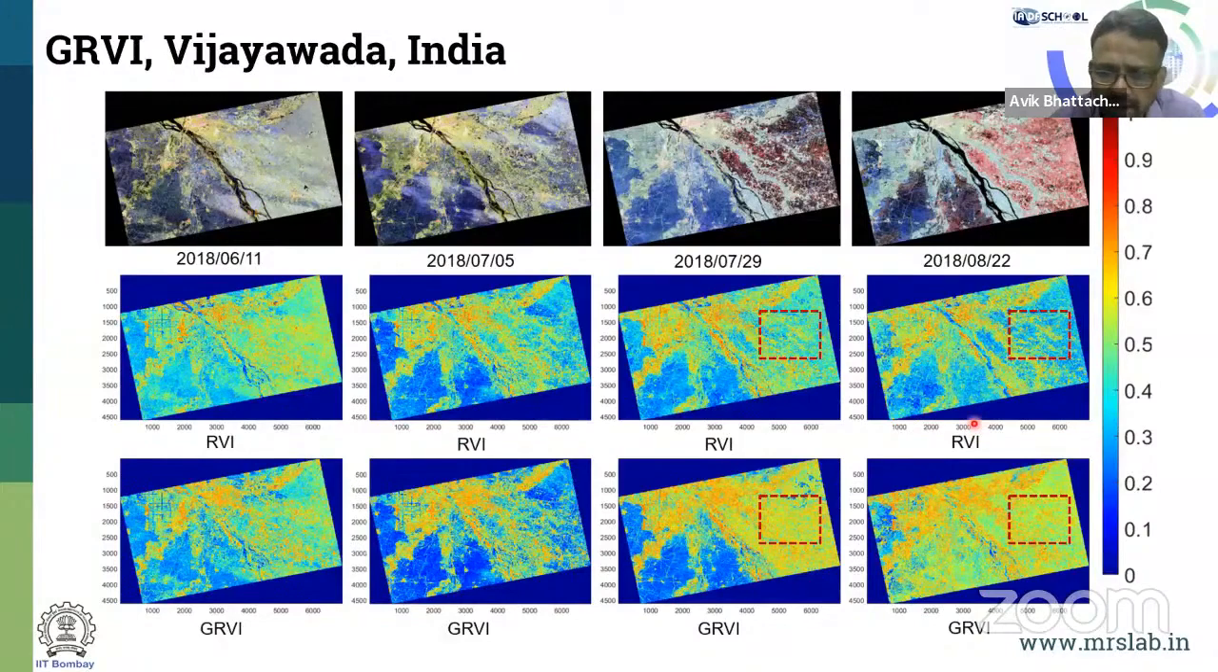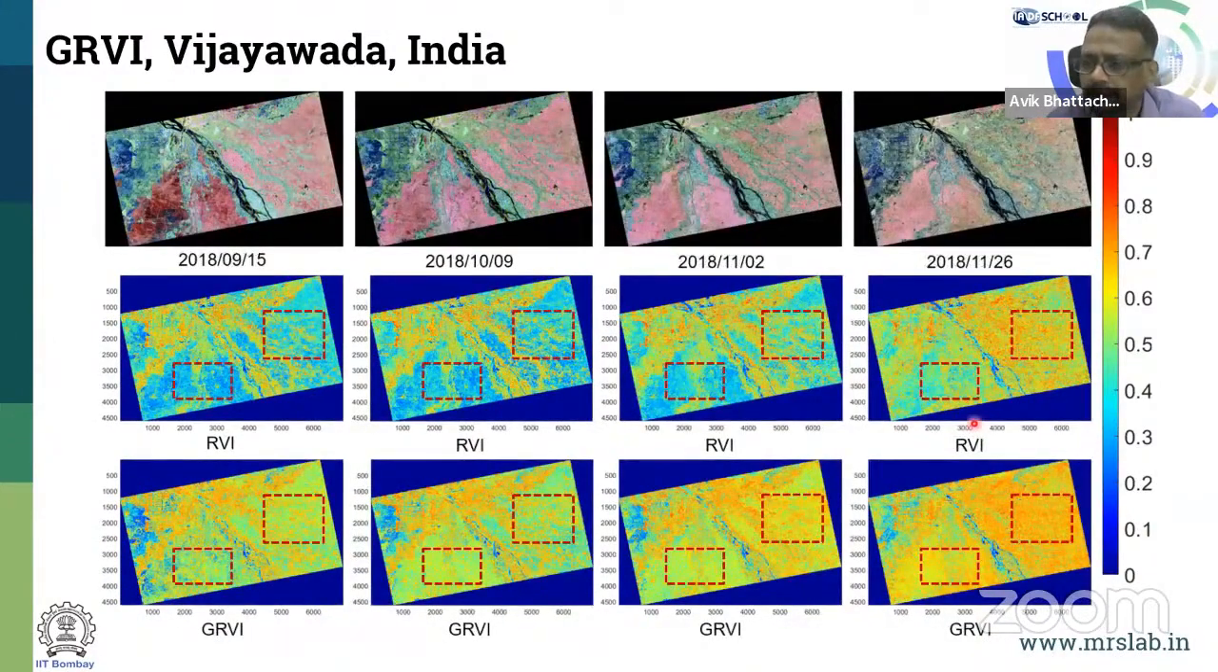Moving ahead with the dates, of course, from August onwards to November, when you have the full crop growth and then at the end harvest, you see that the RVI is still unable to capture the information. But it is very well captured with the generalized vegetation index over here. The RVI only captures when it is harvested, and the randomness is from the stubble remaining in the field. It is not from when the crop was there.